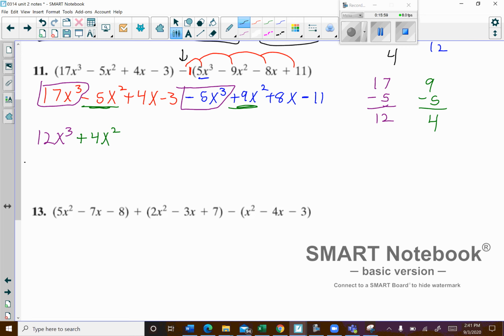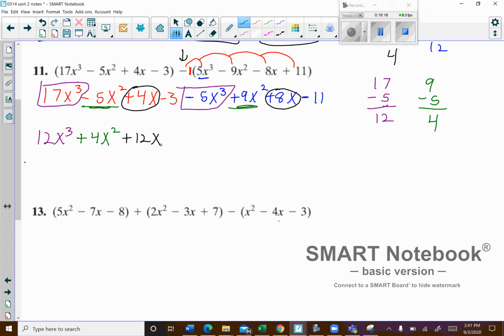Okay, then our next one is we have a plus 4x and we have a plus 8x. So they're both positive in this case, so that's not too bad. So I just add them together, and that'll give me a total of 12x.